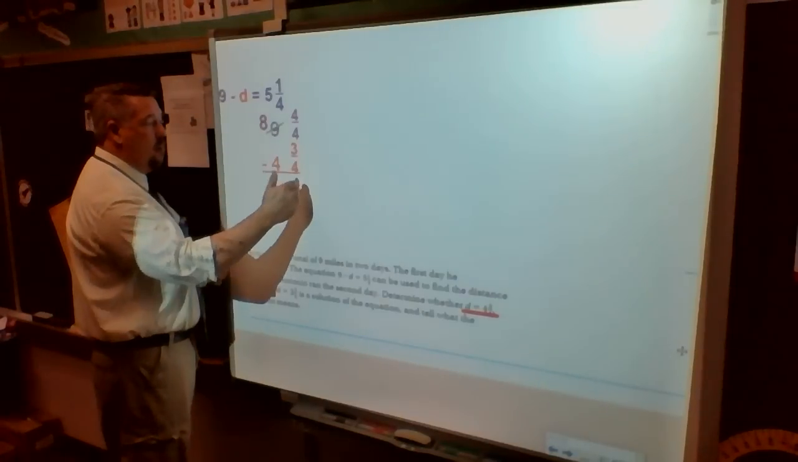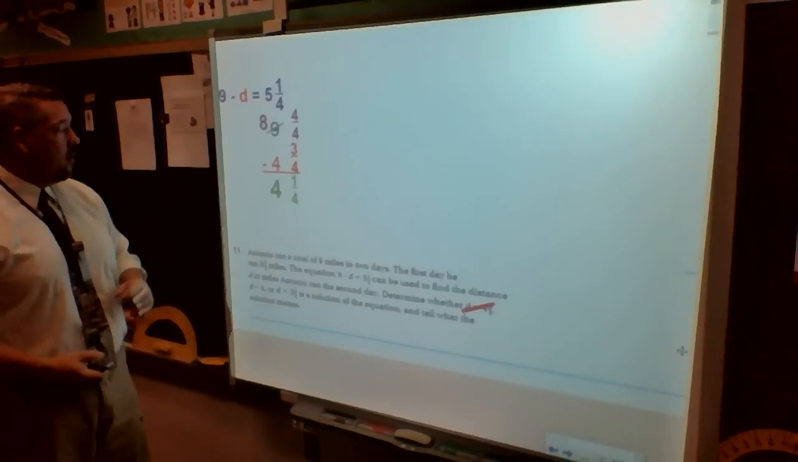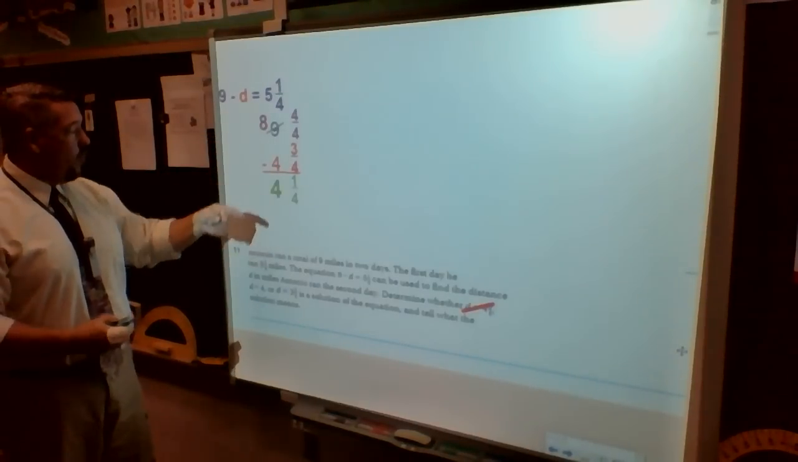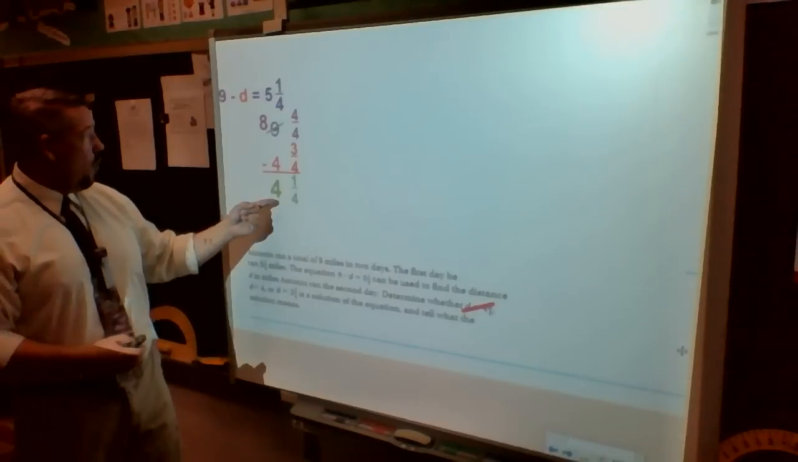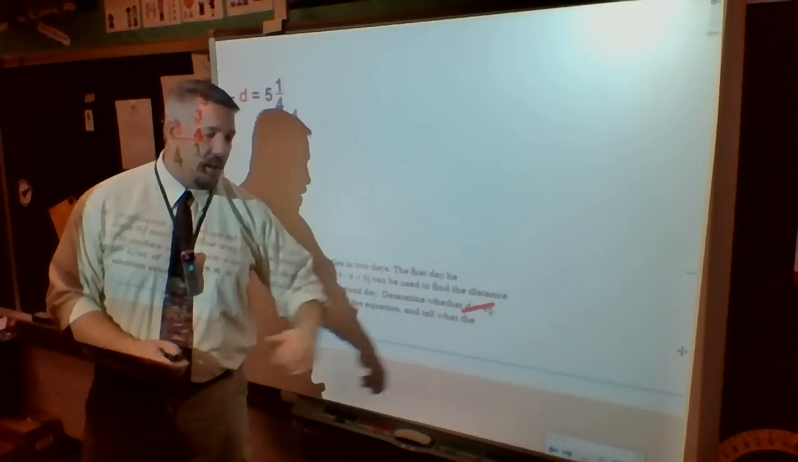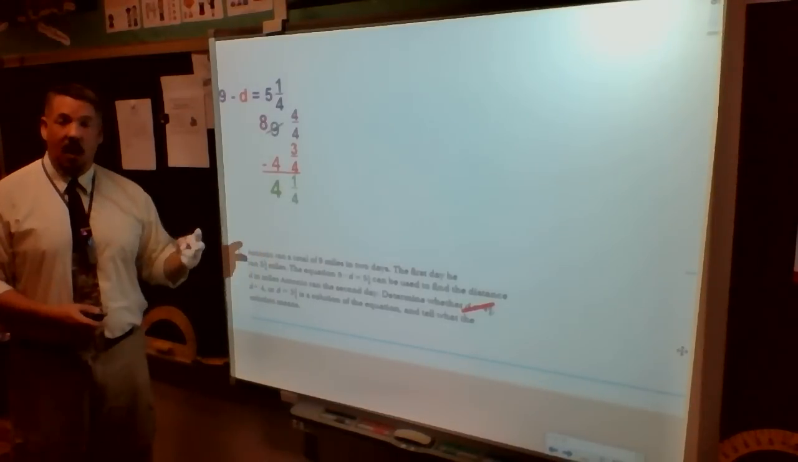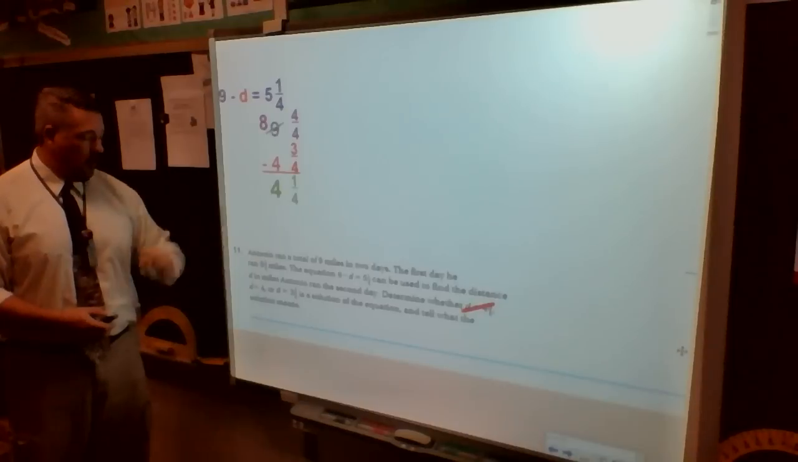I have the same denominator, so I keep it. 4 minus 3 gives me a numerator of 1. Then I'm left with 8 minus 4, which is 4. Does 4 1/4 give me 5 1/4? No, it does not. So I just cross that out. Now I'm going to substitute the second one. So that's 1 point for doing that work.